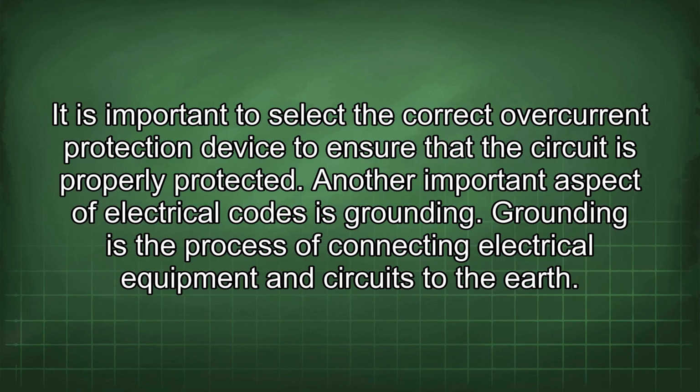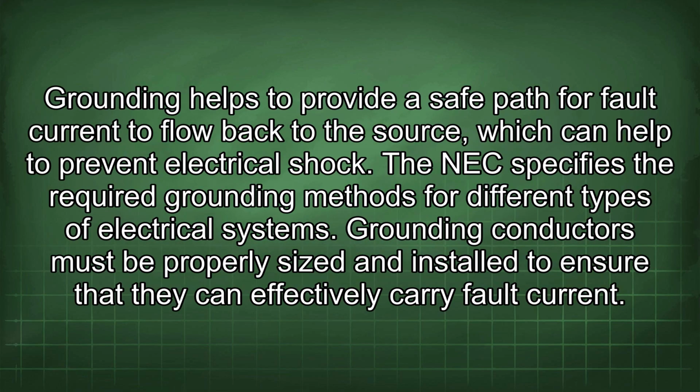Another important aspect of electrical codes is grounding. Grounding is the process of connecting electrical equipment and circuits to the earth. Grounding helps to provide a safe path for fault current to flow back to the source, which can help to prevent electrical shock. The NEC specifies the required grounding methods for different types of electrical systems. Grounding conductors must be properly sized and installed to ensure that they can effectively carry fault current.